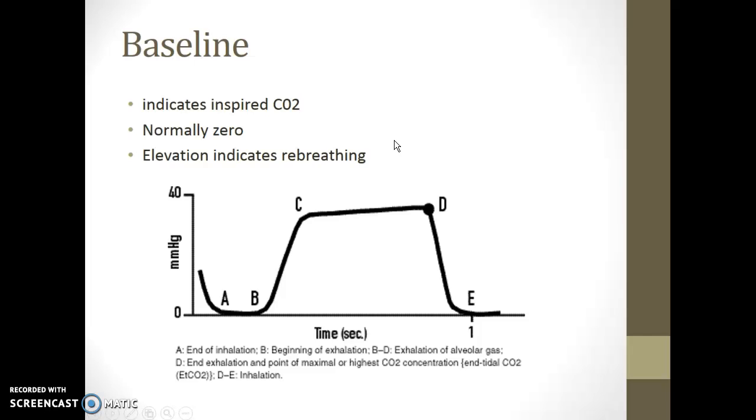The next one is baseline. It indicates inspired carbon dioxide. Normally it should be 0 because we don't inspire that much carbon dioxide. Remember, it's just 0.03% carbon dioxide in atmospheric air. So the baseline should always return back down to 0. Anything elevated indicates that you're rebreathing carbon dioxide. So again, we're not allowing the patient enough time to exhale, causing that baseline to be up higher than 0, and we just need to do some things with our IE ratios.